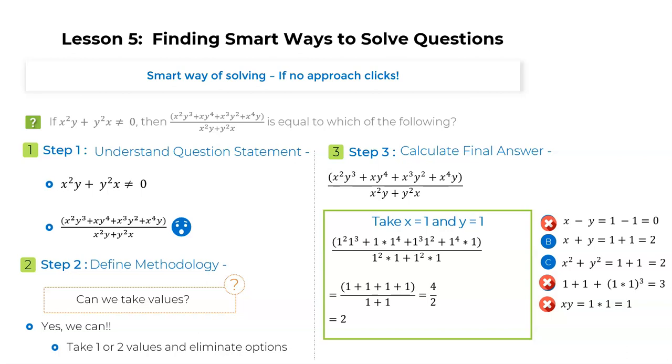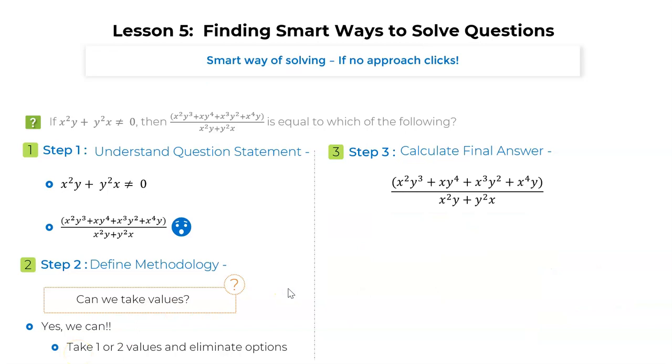You ask yourself whether you can take values to solve it or not. You say, yes, I can. And then you put the first value, 1, 1, which is very easy to solve. You put in the answer options and you see, okay, 3 of them are eliminated, 2 of them are left. Now in this case, what you can do is that you take another value, and that value, for example, again has to be an easy one.